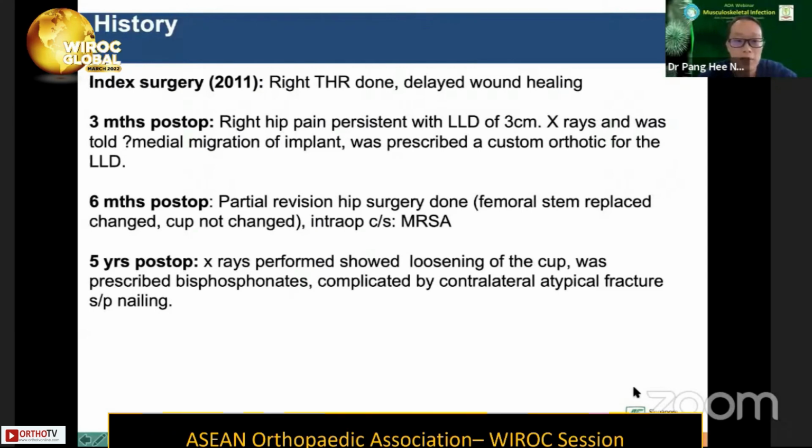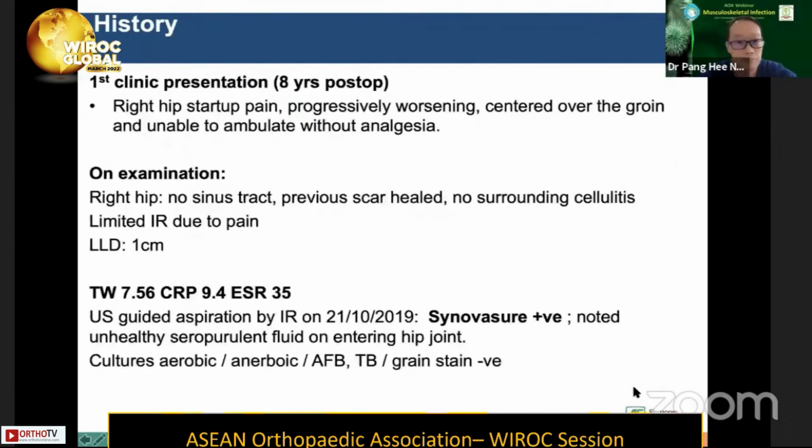Five years after the first operation, X-ray showed loosening of the cup, and he was prescribed bisphosphonate, and this resulted in a contralateral atypical fracture of the femur, which was nailed. At our first clinical consultation, about 8 years after the operation, he presented with right hip startup pain, which was progressively worsening, centered over the groin, and he was unable to ambulate without analgesia.